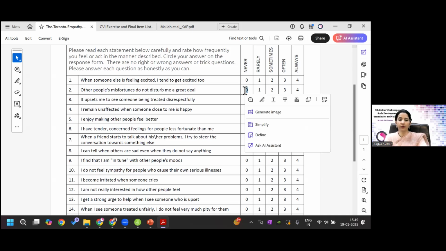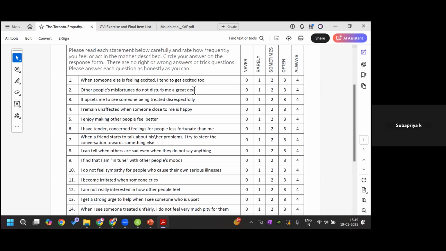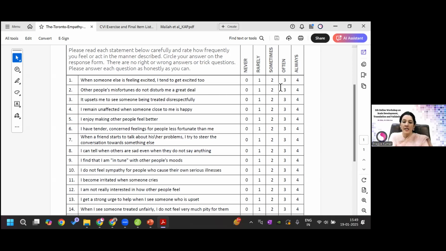So you can't say that it is not valid. This is valid. Why? Because you deliberately have framed this so that the participant should read and answer. If I read this question, when someone else is excited, I tend to get excited. I have scored 4 or 3, maybe often. If I see this, it upsets me to see someone being treated disrespectfully. I will say that yes, often. I don't like that someone is being treated disrespectfully.